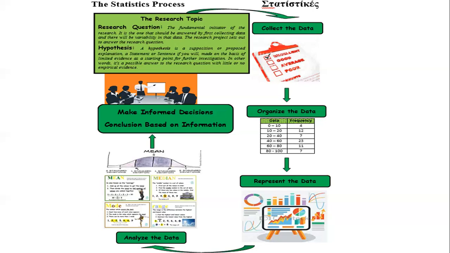So therefore now, if you have a research topic, you have a research question, then you have a hypothesis, which is a possible answer to the research question. You've got to collect data, organize data, represent data, analyze data, and come back full circle to make an informed decision with regards to answering that hypothesis. Okay, to prove or disprove that hypothesis, to answer that research question. Yes?